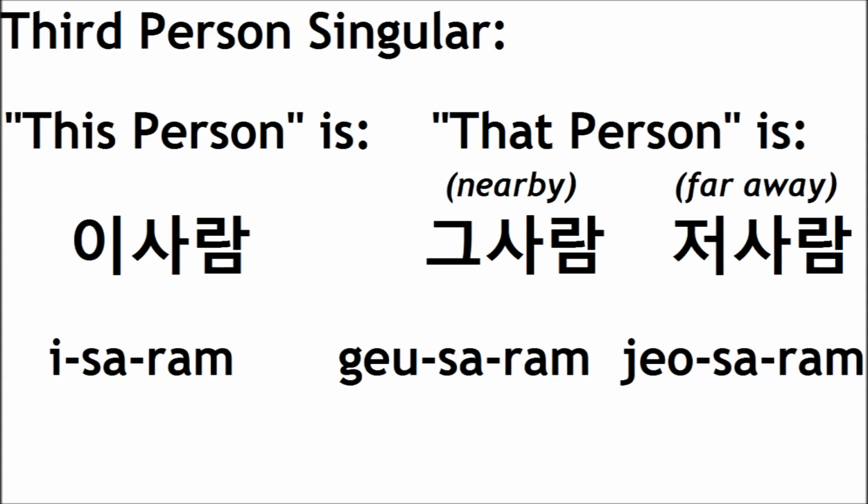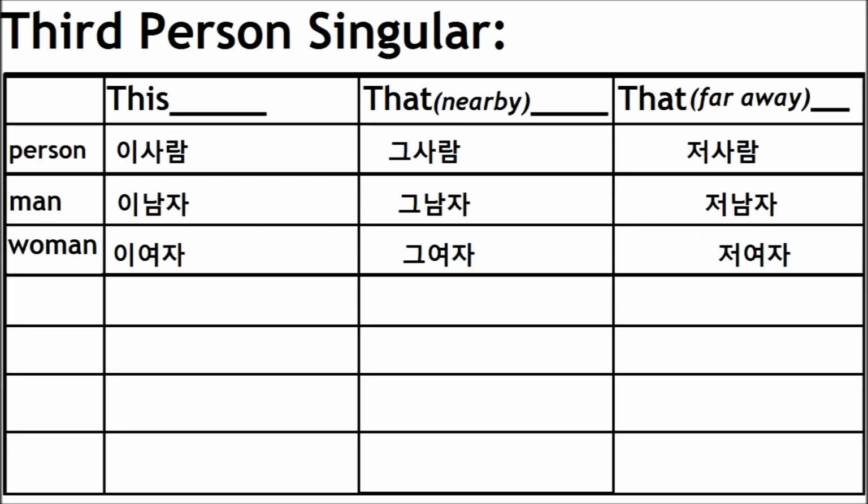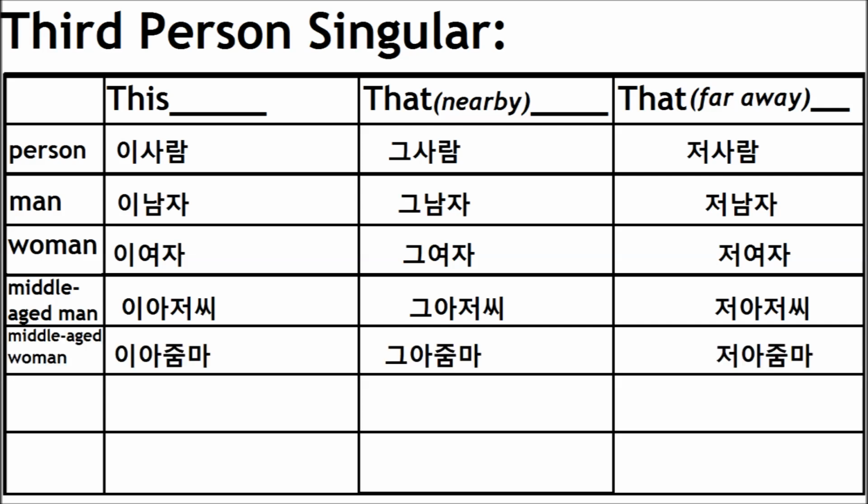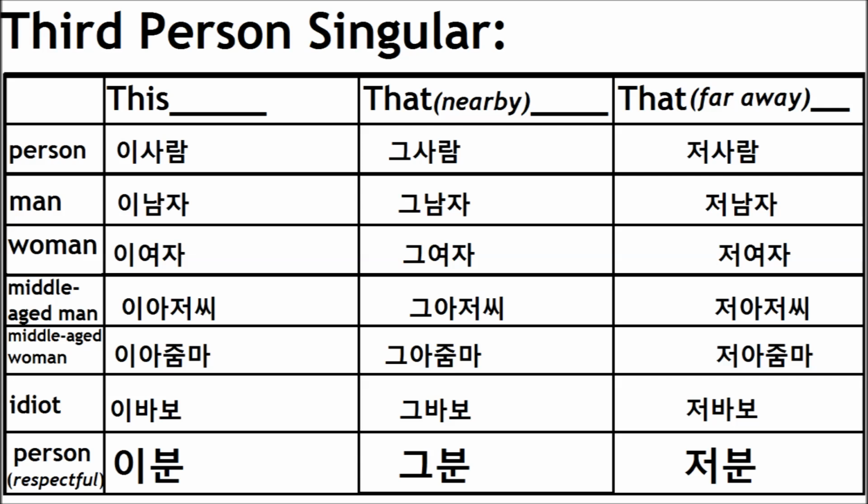Now, what words can we use in place of saram, or person? We can use man, namja, woman, yeoja, middle-aged man, ajeossi, middle-aged woman, ajumma. You can really use any word. If you want to refer to someone as an idiot, babo. But here's a very important one that you should definitely commit to memory. Bun. This is a very respectful way to say person. You might almost consider these the formal ways of saying he and she, and with the obvious exception of babo, these previously mentioned ones are the polite ways.